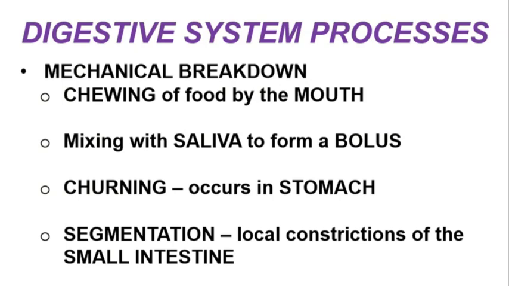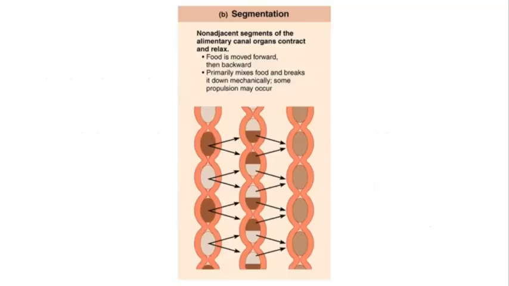And finally, segmentation involves local constrictions of the small intestine in order to mix the pulverized food together. So segmentation involves non-adjacent segments of the small intestine contracting and then relaxing. This usually squeezes boluses of food in half so that they mix with the boluses behind them and in front of them, causing the food to move backward a little bit and then forward. So this is part of the process of mechanical breakdown.